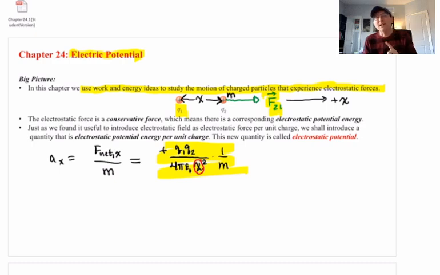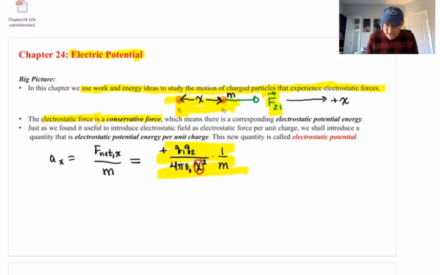Okay, I'm now going to state something without mathematical proof. So you'll just have to believe me. But here I'm going to state it. The electrostatic force that we're talking about between these 2 charged particles here is one of those special forces called a conservative force.